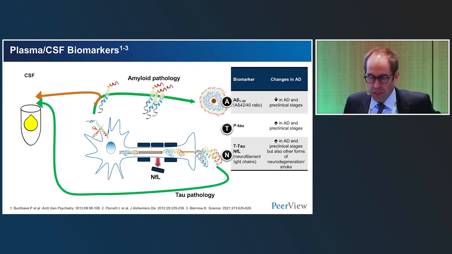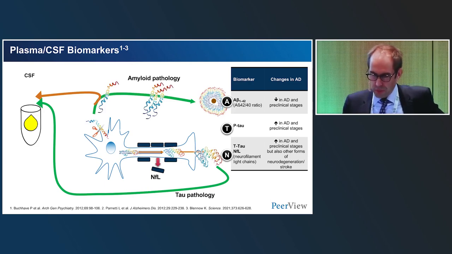But as I mentioned, there are also plasma and CSF biomarkers that can basically assess these three categories. The amyloid in the CSF will be reduced in patients with Alzheimer's disease, probably due to the fact that the amyloid is stuck in the brain and does not show up in the CSF. So you can measure it in the CSF. But also tau pathology fragments can be detected in the CSF. And also, sort of an N category, the neurofilament light chains can be assessed here.